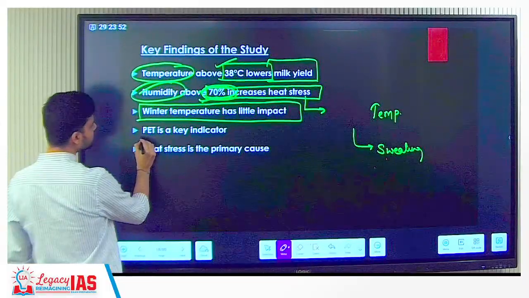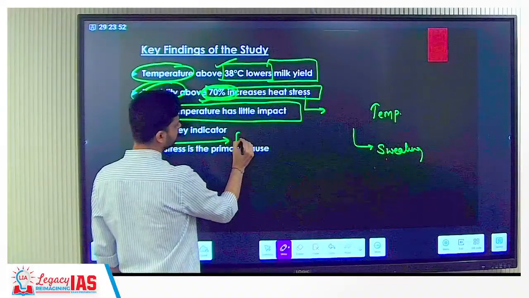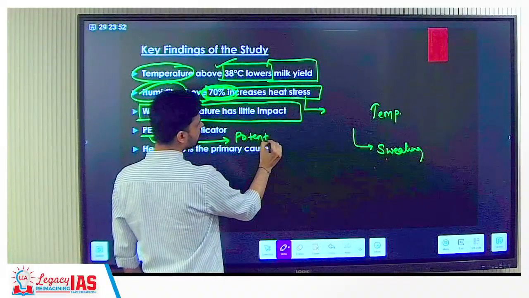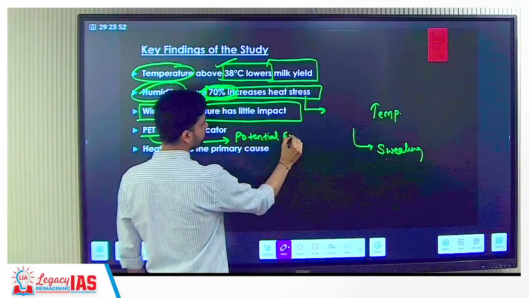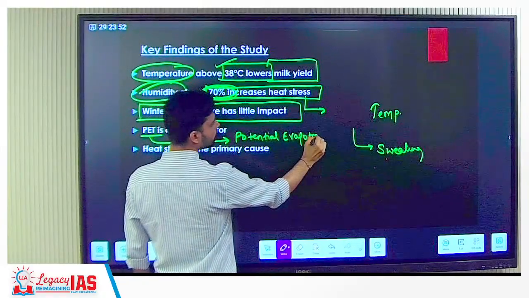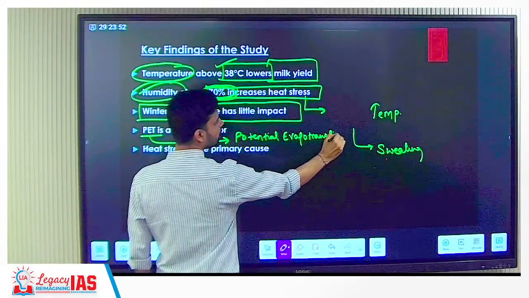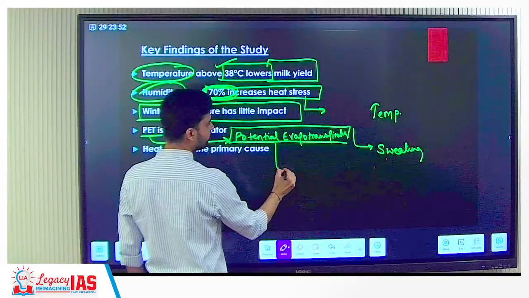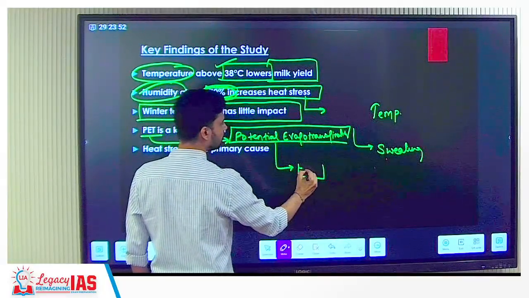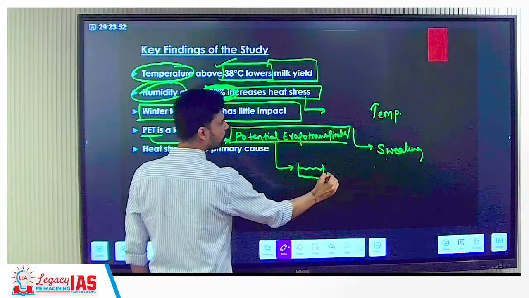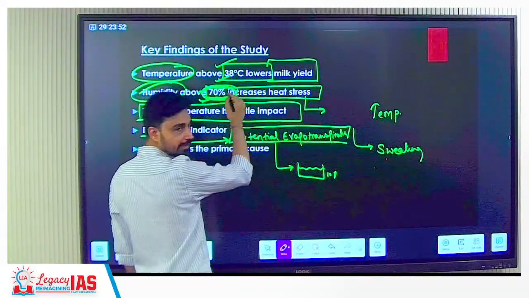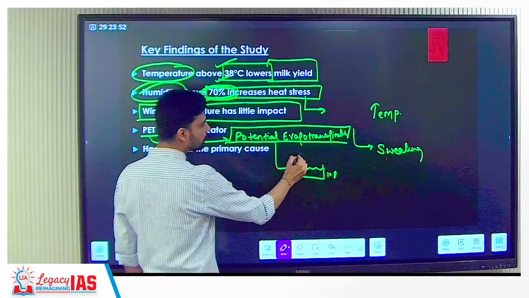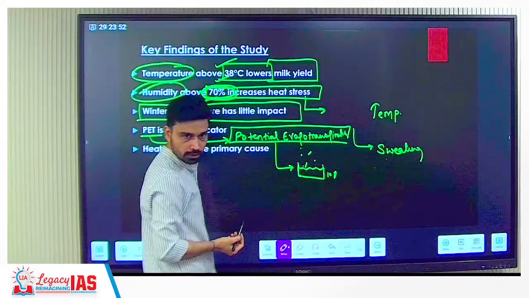The key indicator is PET. PET stands for potential evapotranspiration. Right? That means, for example, if you have a bucket of water, suppose 10 liters of water, based on the present atmospheric temperature, how much water would evaporate?